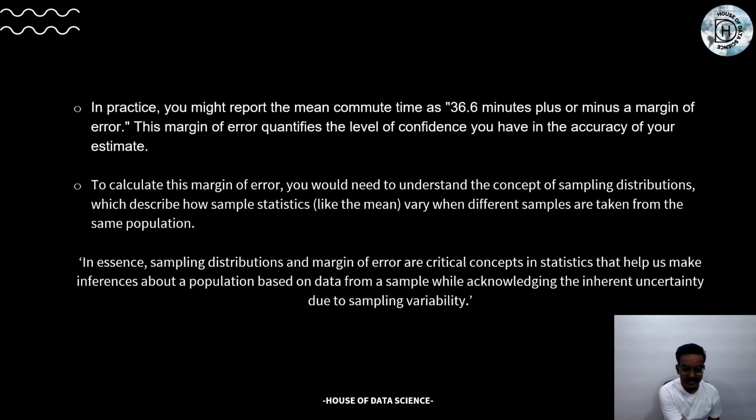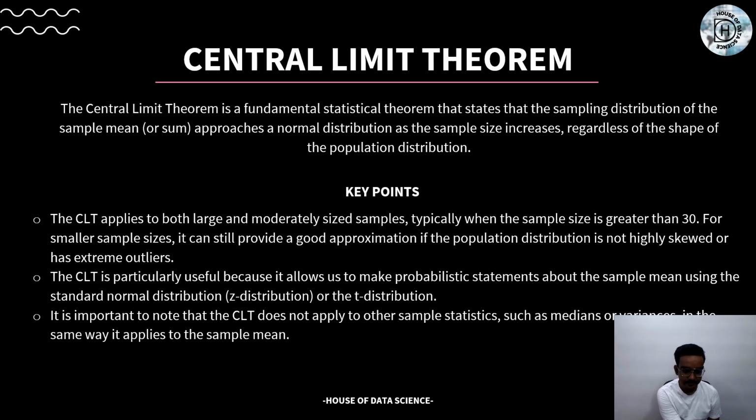If you want to be 68% accurate, you can divide by 3, subtract by 3 times the standard deviation. So margin of error is a critical concept that helps us make inference about a population. So this data which you are doing for a sample, you can infer the same for the complete population as well, while acknowledging the inherent uncertainty due to sample variability.